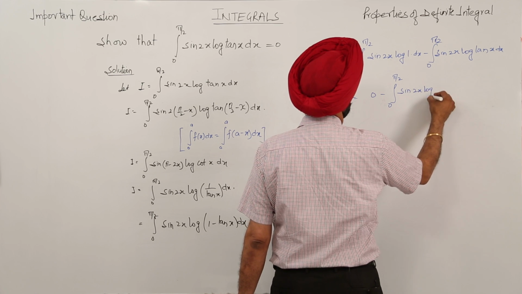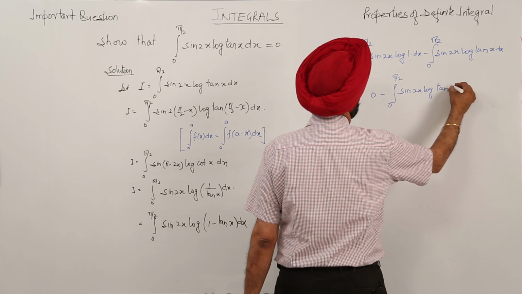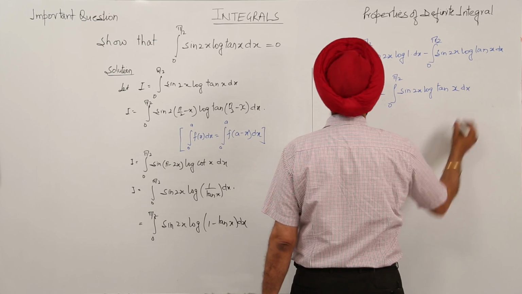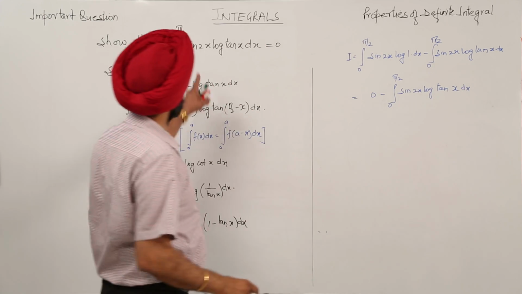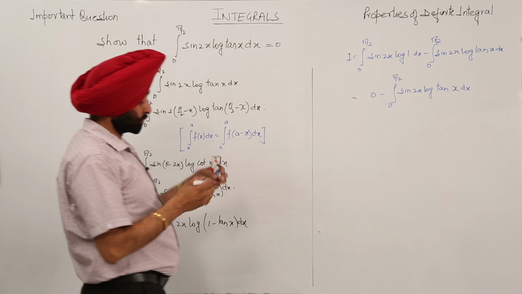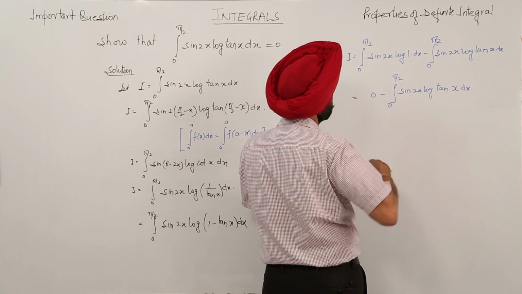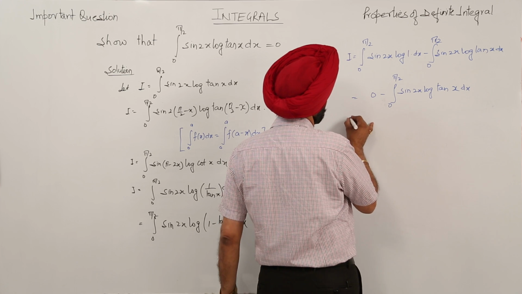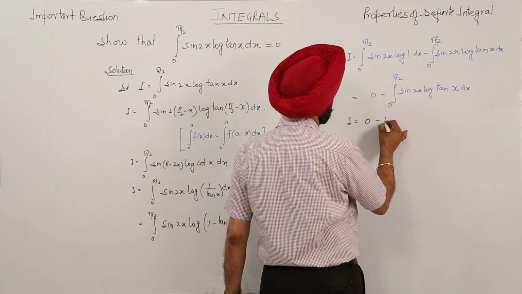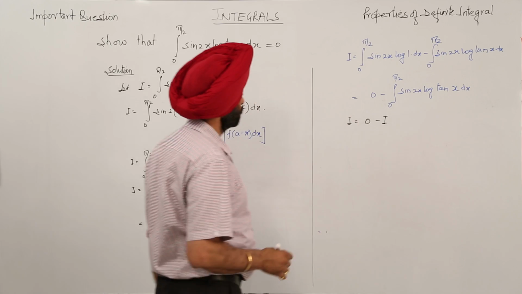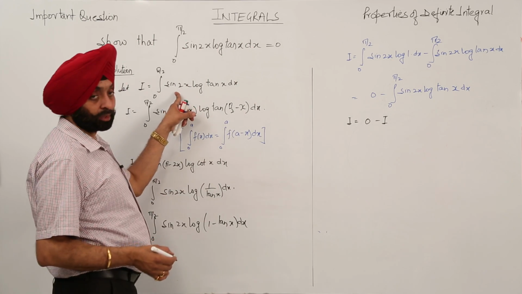the integral from 0 to pi by 2 of sin 2x log tan x dx. Now what is this? This is the question itself. Okay, same question. So now what we are having is 0 minus I. Is it clear? Because it is the same thing.